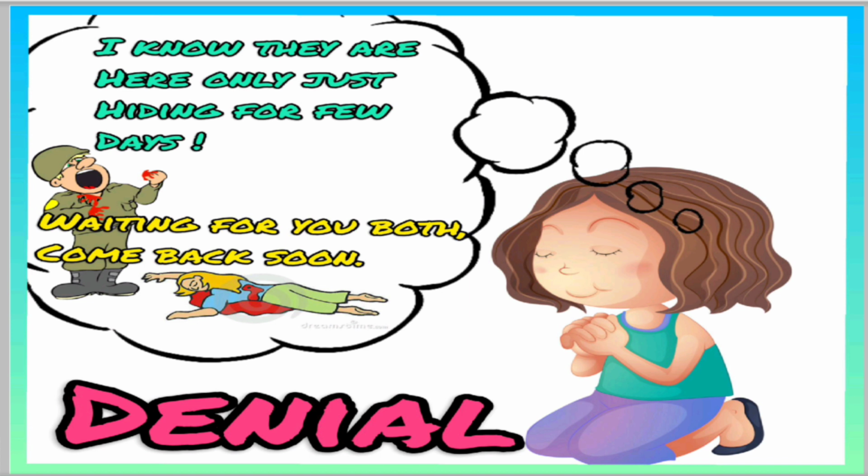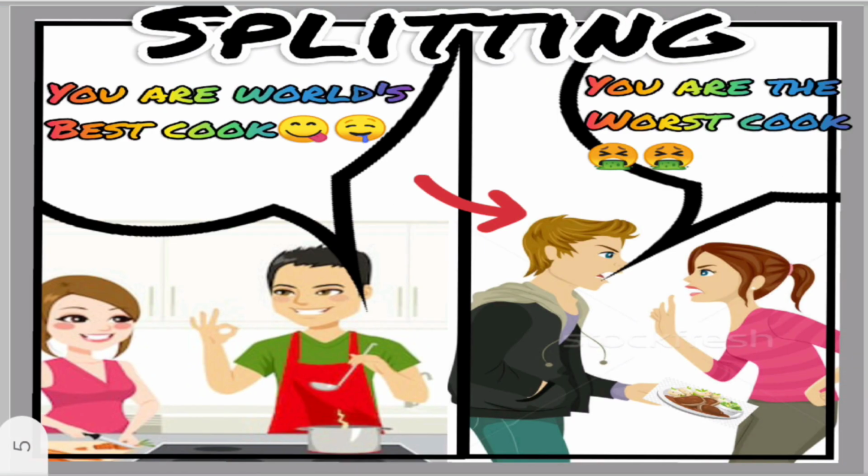So she is not able to take it, and as a result of that she is not accepting the fact that they are gone, they will never come back. So this particular phenomenon is known as denial. So now let's see the other defense mechanism in the narcissistic defense mechanism, and that is splitting.